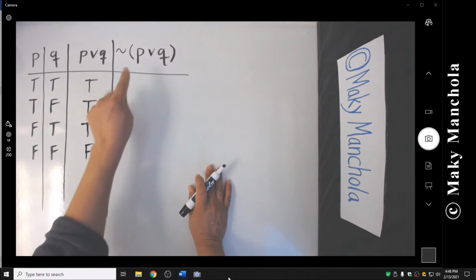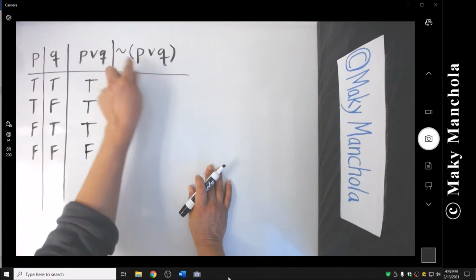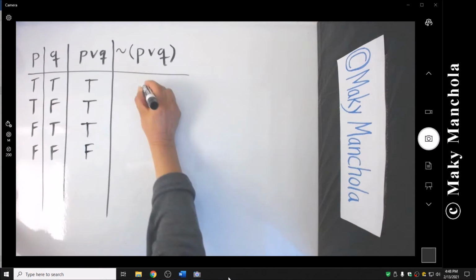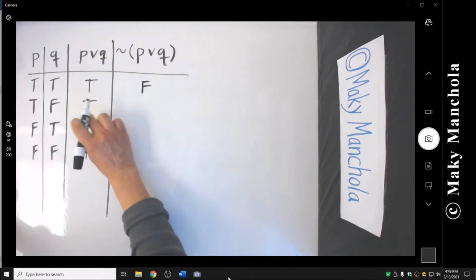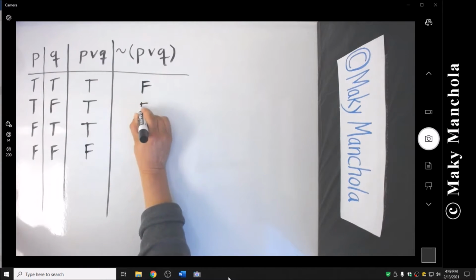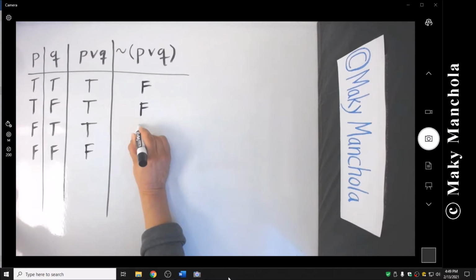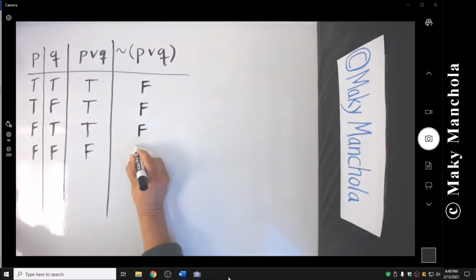Now we want the negation of that. What's the negation of true? False. Negation of true is false. Negation of true is false. Negation of false is true.